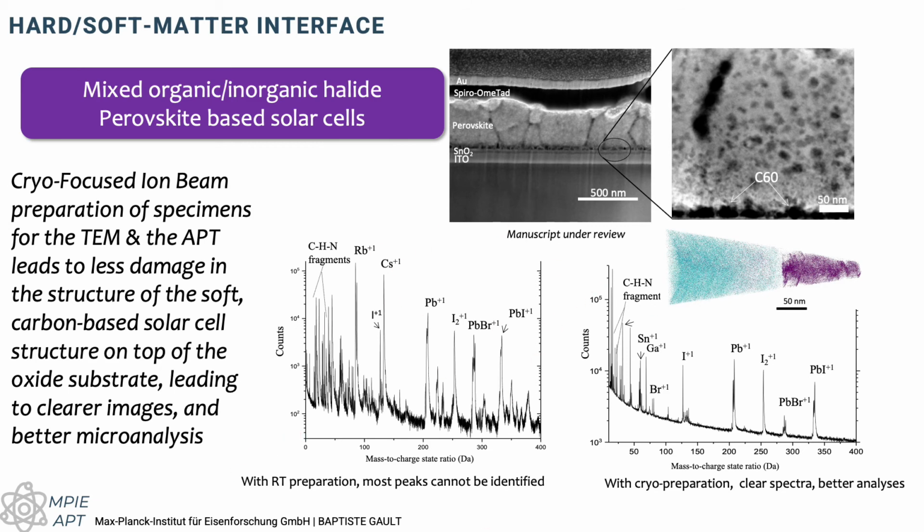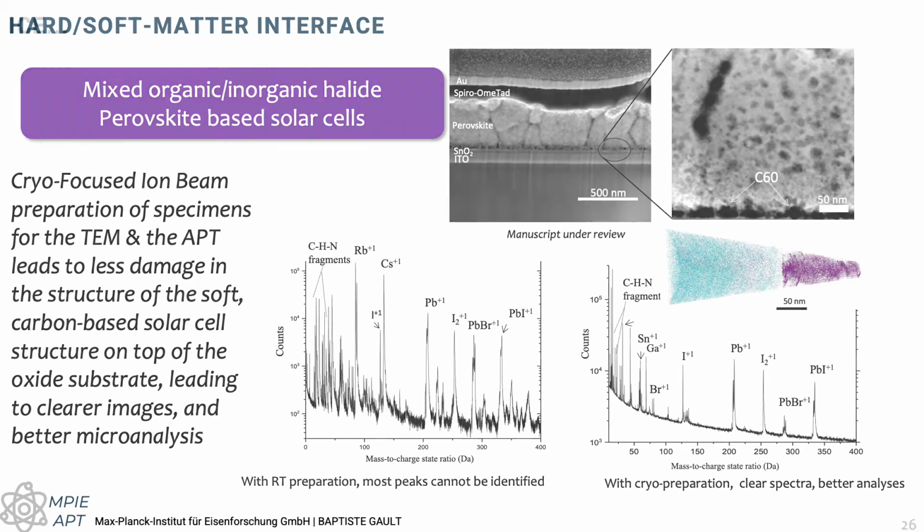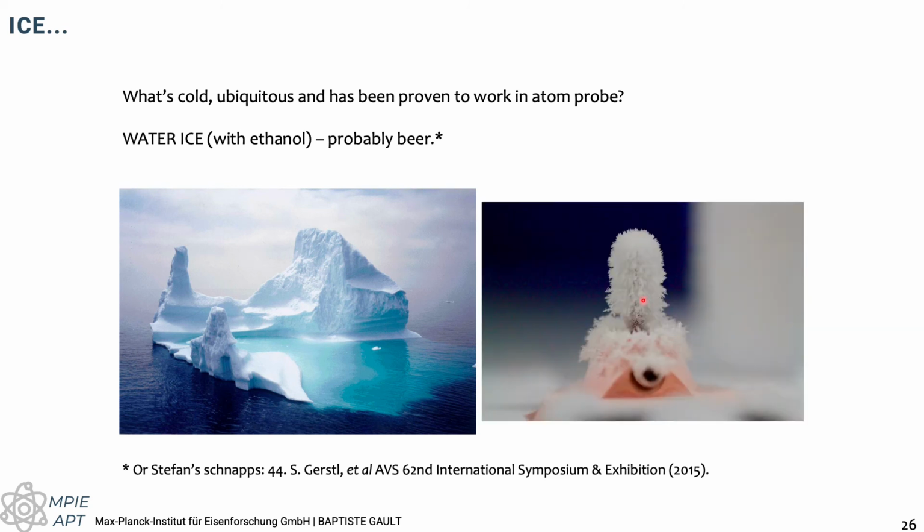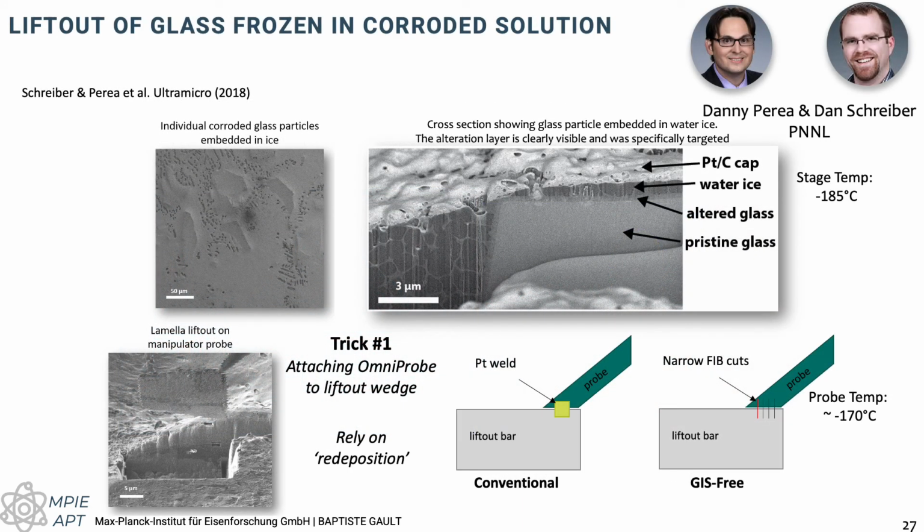This was published in PLOS ONE a couple of years ago as well, and we are now routinely using cryo-FIBing for many other applications. A natural thing that we may want to look at with cryo-FIBing is ice, so water, frozen water basically, and sometimes we ended up with a lot of ice on our needles. And there was some amazing work done at PNNL by Danny Perea and Dan Schreiber, where they were looking at a thin layer of water ice on a glass, and this porous layer in between the two.